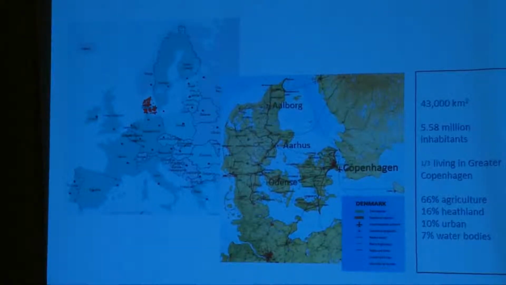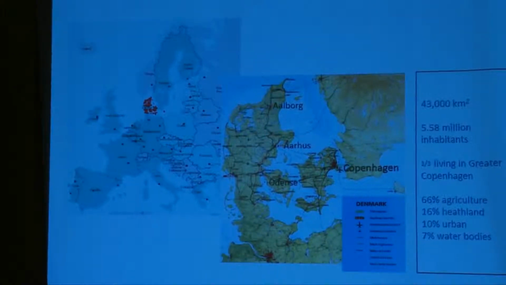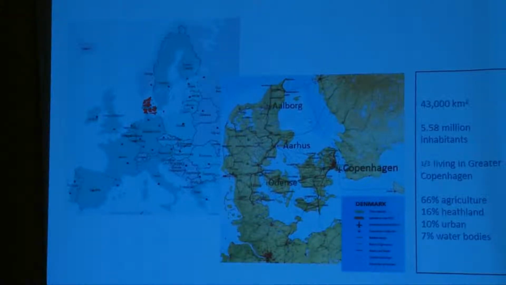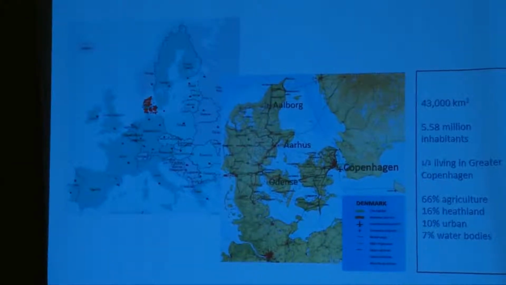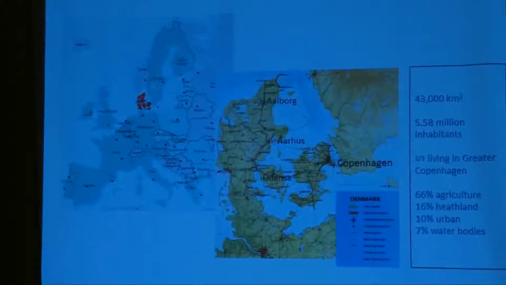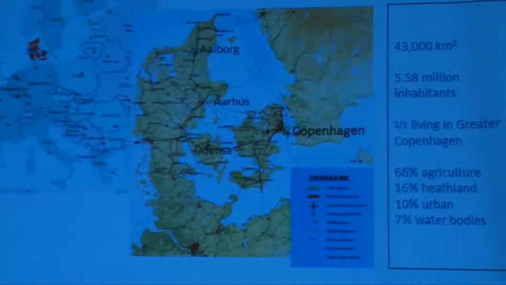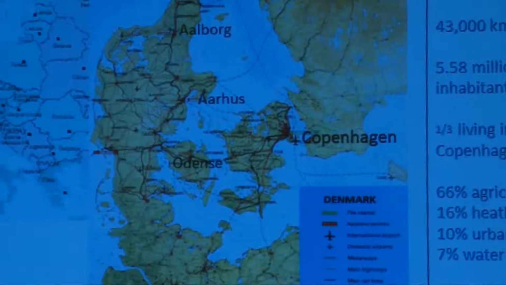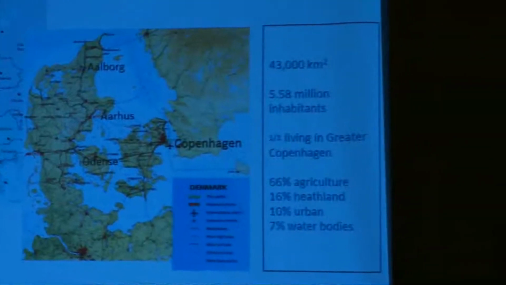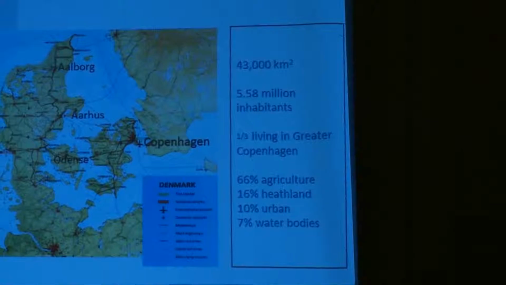So, Denmark at a glance. We see on the left-hand side, right at the bottom of Scandinavia, but at the top of continental Europe. It has 43,000 square kilometers, so it's roughly the surface area of Maryland, Delaware, and probably Rhode Island if we add it up. 5.58 million inhabitants, so it's not that densely populated. 1/3 live in Greater Copenhagen, here towards the right.